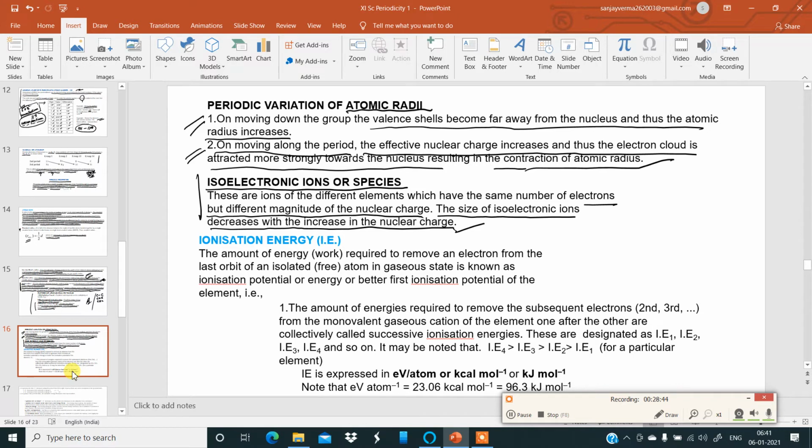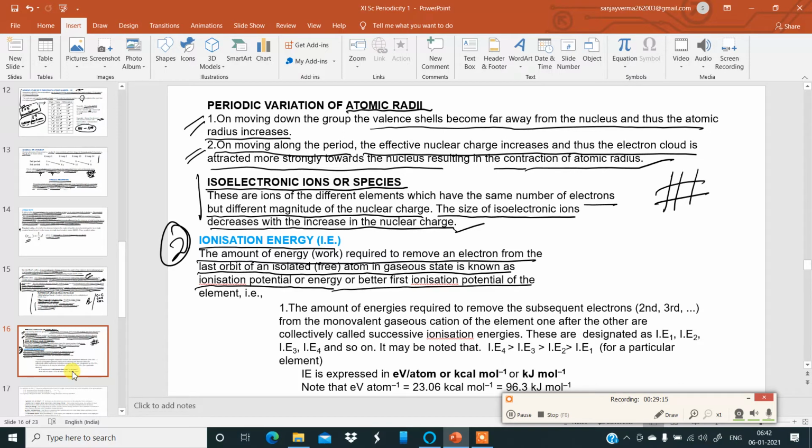To enhance your knowledge, you may refer to our textbook and get some knowledge on this atomic size variation. Okay, coming to the next periodic property, which is ionization energy. Definition of ionization energy: the amount of energy required to remove an electron from the last orbit of an isolated free atom in gaseous state is known as ionization energy or ionization potential, or better, the first ionization energy of the element.